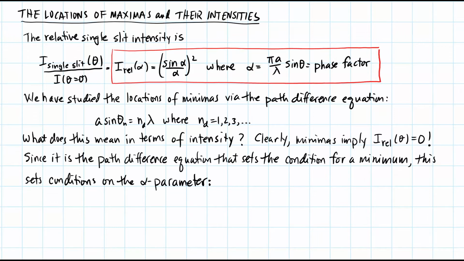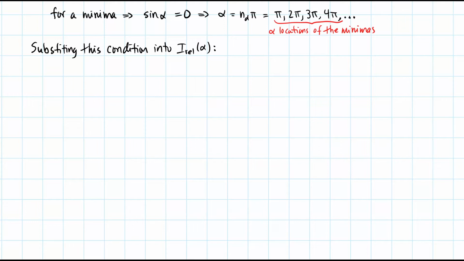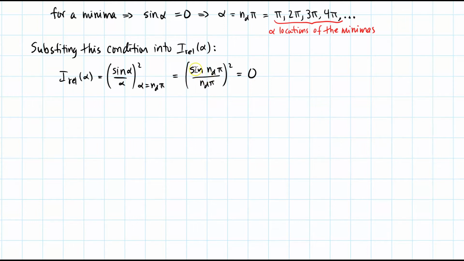Since it is the path difference equation that sets the condition for a minimum, this sets conditions on the alpha parameter. For a minima to occur, sine of alpha has to be equal to 0 for the intensity to be 0. Sine of alpha is only 0 if alpha is an integral number of pi, in other words, pi, 2 pi, 3 pi, 4 pi, etc. In other words, the alpha locations of all the minimas are in this sequence of pi's. Substituting this condition into I relative, we see that the relevant intensity has to be sine of nd pi divided by nd pi squared, and this will always be 0.